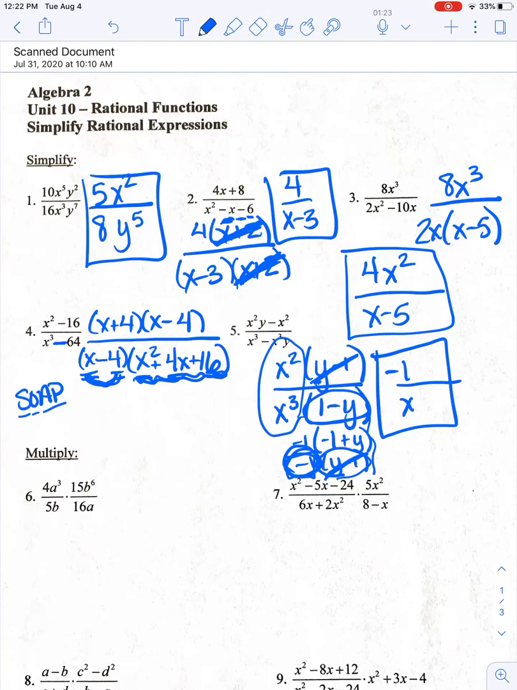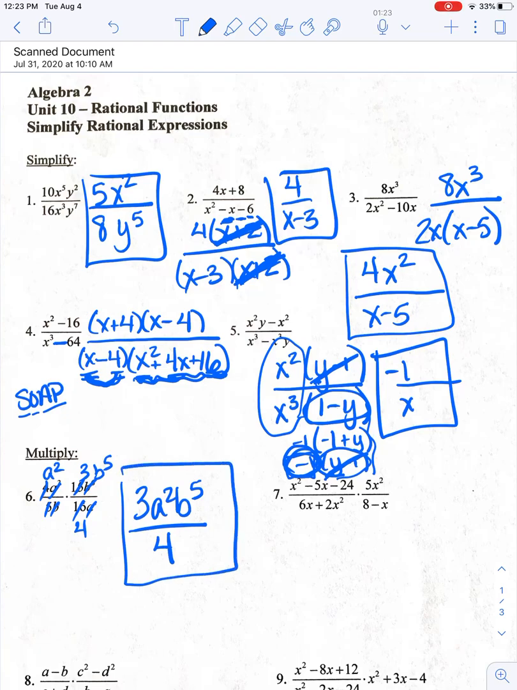All right, for multiplication, you can multiply and your numbers are going to get really big and then try to reduce it, or you can reduce as you go. Remember that anything on the top can reduce with anything on the bottom. They don't have to be on top of each other, and they don't have to be diagonal from each other. So let's see, I'm going to cancel the 4 and the 16, the a cubed and the a, the 5 and the 15, and the b and the b to the 6. So I have 3a squared b to the 5th over 4. And then I just give that one last look to make sure I got everything. There's nothing in there that can reduce, and I'm good.